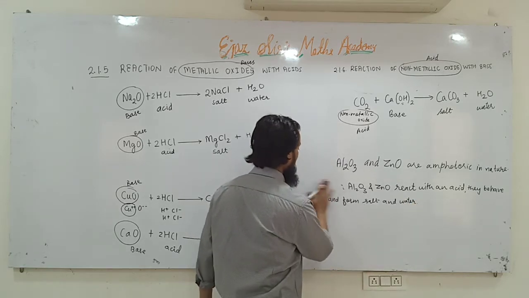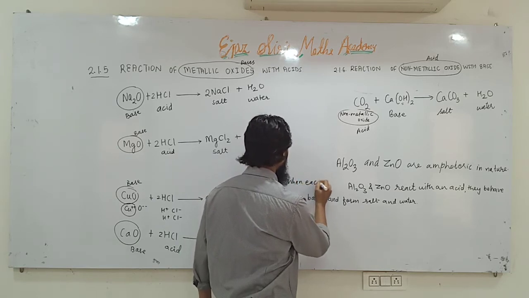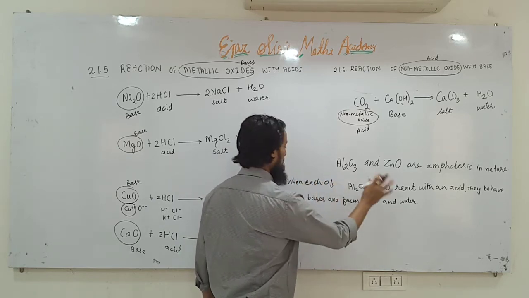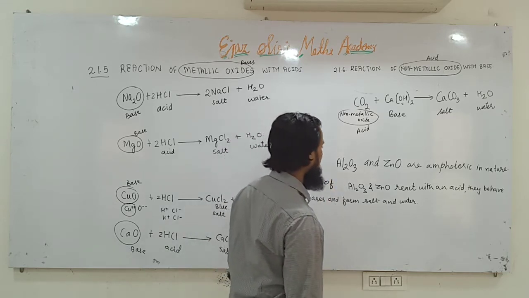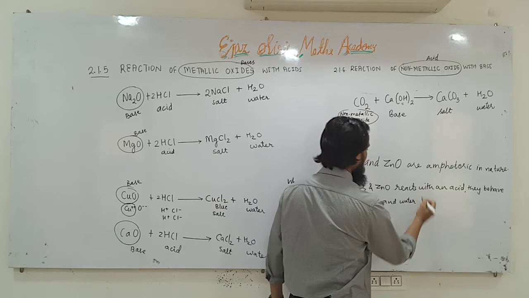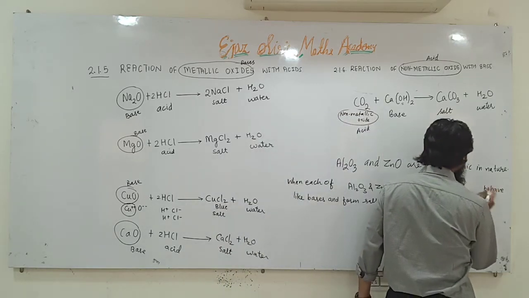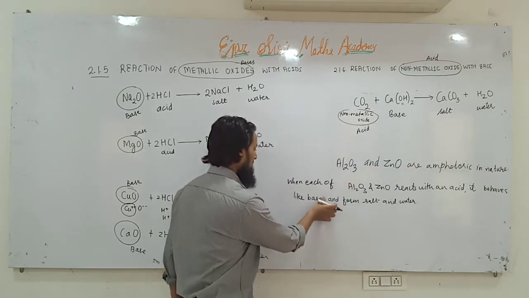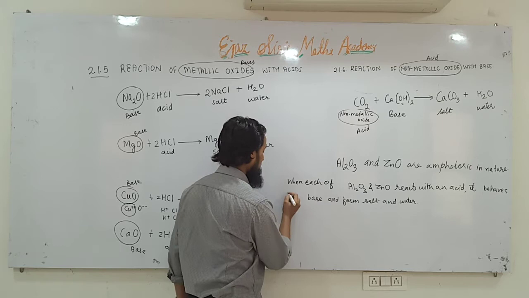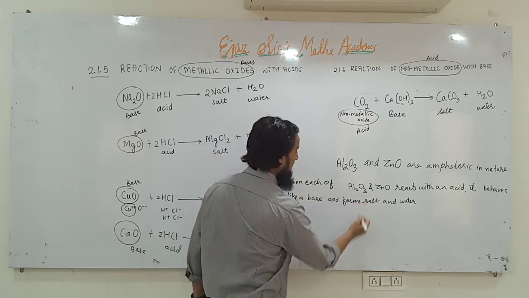When each of aluminum oxide or zinc oxide reacts with an acid, it behaves like a base and forms salt and water.